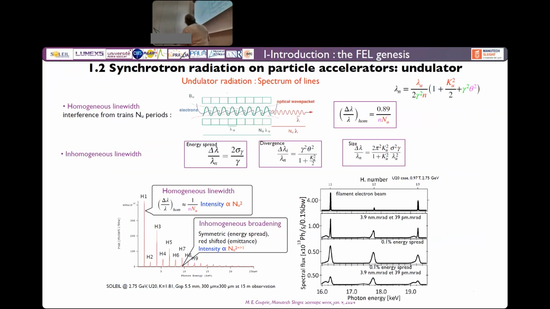So for a typical undulator of period 20, we have the first harmonic with a homogeneous line width, and in that case, the intensity tends to be proportional to the square of the number of periods of the undulator because of this interference effect. But if I take into account the electron beam size, emittance, and energy spread, then the scaling is between square and linear. It depends on the quality of the electron beam.